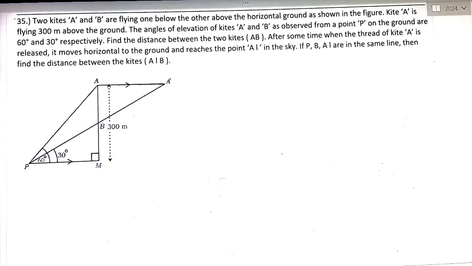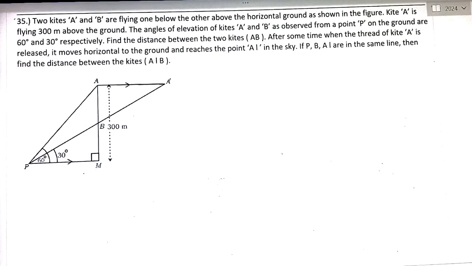Next, after some time, when the thread of kite A is released, it moves horizontal to the ground and reaches the point A dash in the sky. If P, B and A dash are in the same line, find the distance between the kites. Okay, and they have given the figure as well. So now I'll explain this figure.